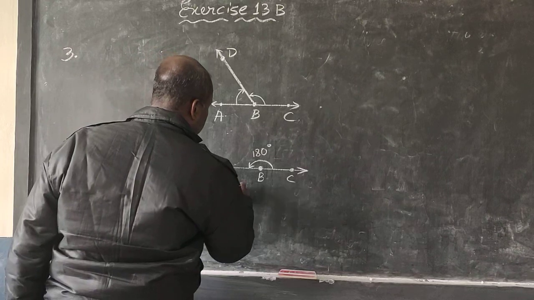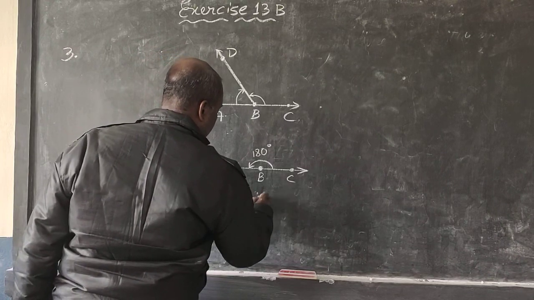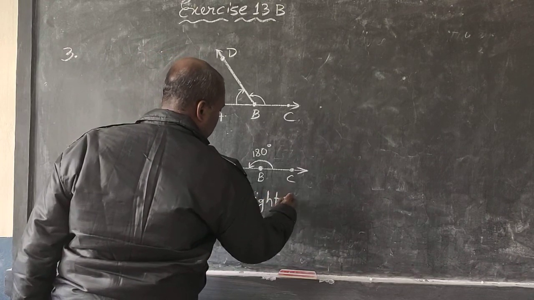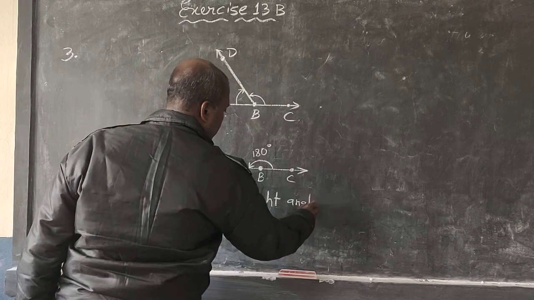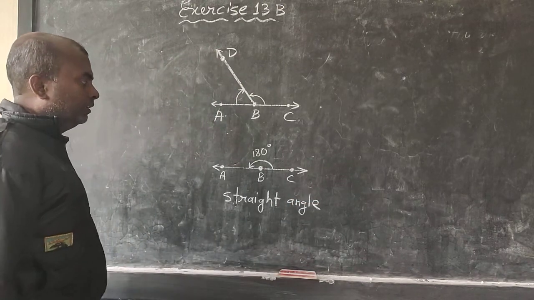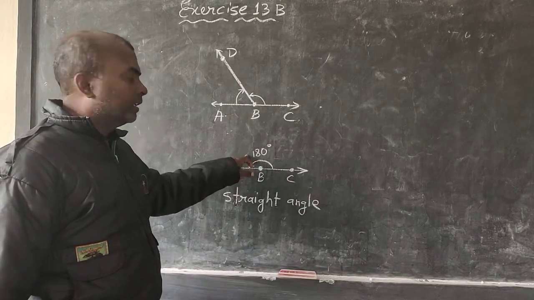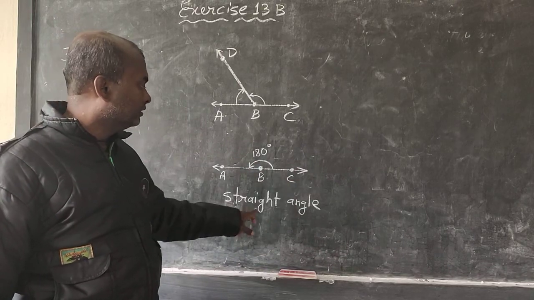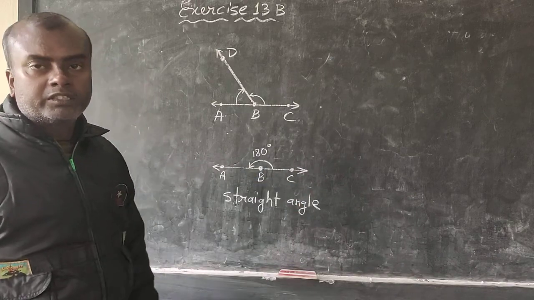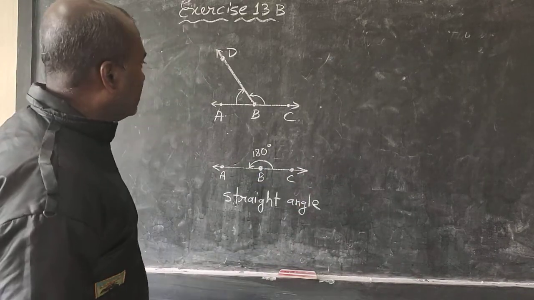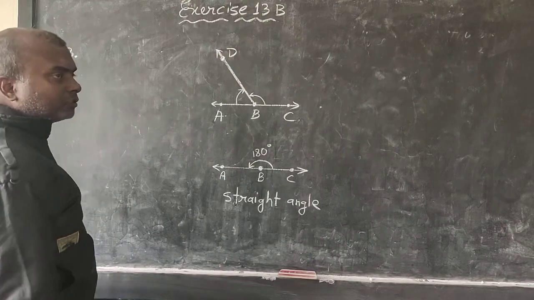It is also known as a straight angle. Such kind of angle, where the arms go opposite to each other and the angle that they make is 180 degrees, is known as a straight angle because it is forming one straight line, isn't it? So they are asking here, name the 3 angles over here.